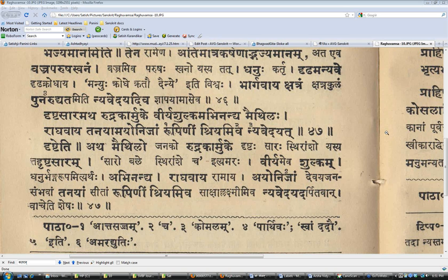I will mention this in almost every class. We can read loudly and clearly, and do the padaccheda, which is already done for you here. Look, the padanvaya and padaccheda are given. As you read the shloka, you should come down here and see what the padanvaya and padaccheda are. And say: atha maithilaha, rudrakarmuke, drishtasaram, viryam eva shulkam, abhinandya, Raghuvaya, ayonijam, tanayam, rupinim, shriyamiva nyavedayat. This should be your first pass.